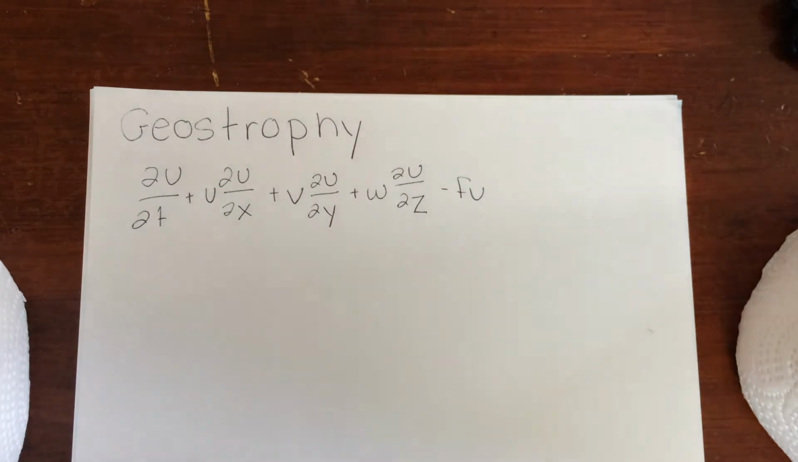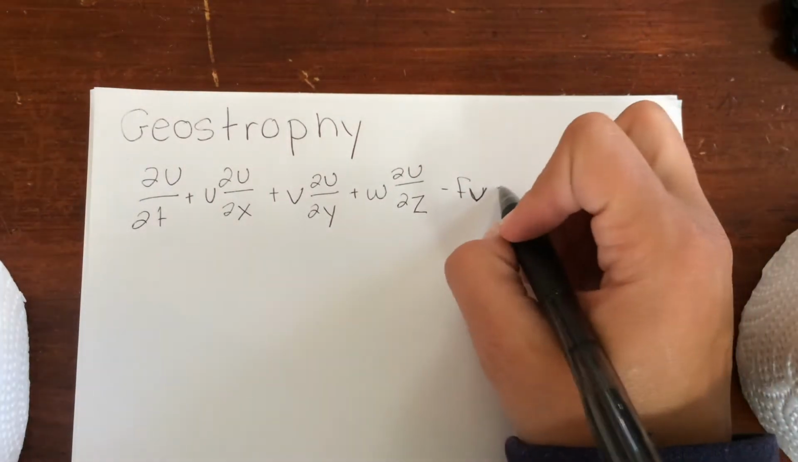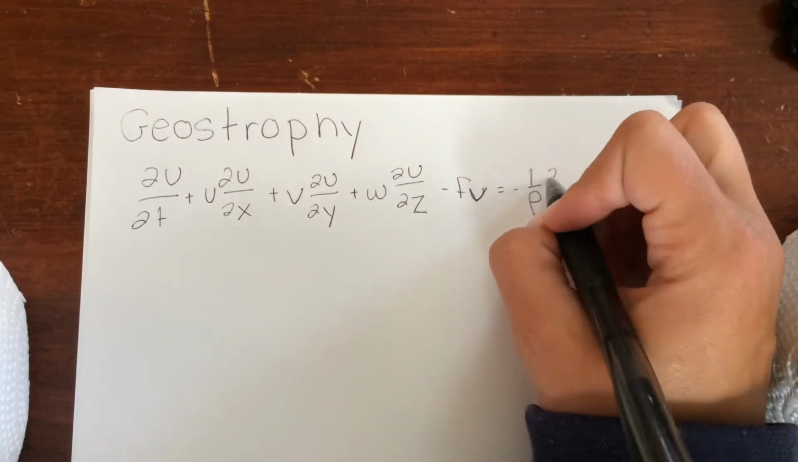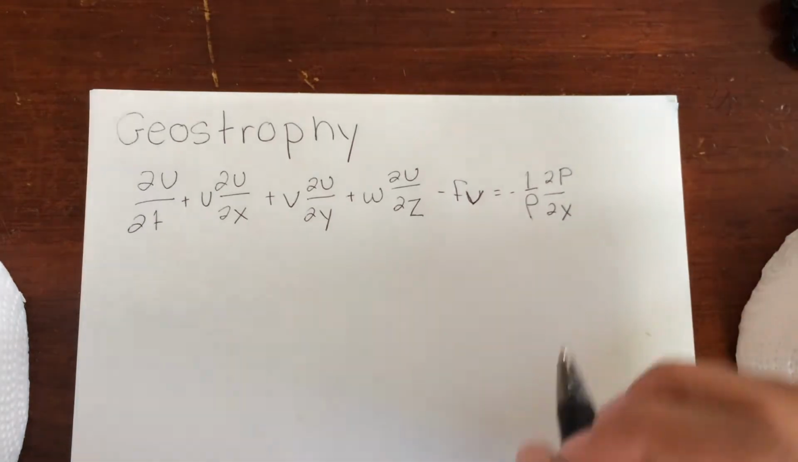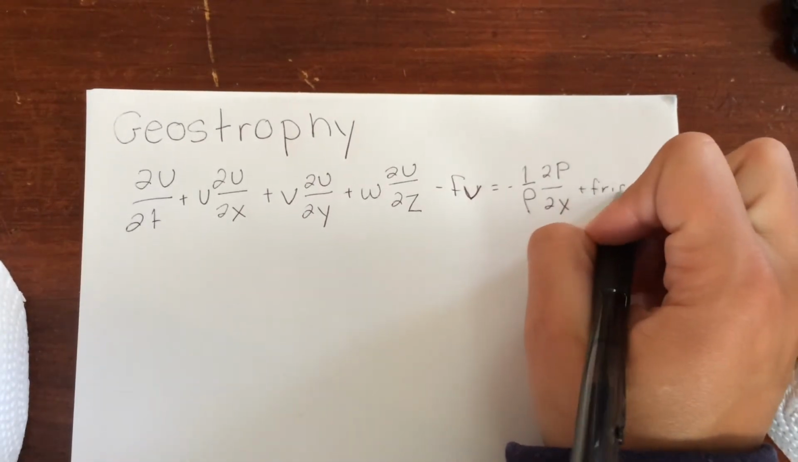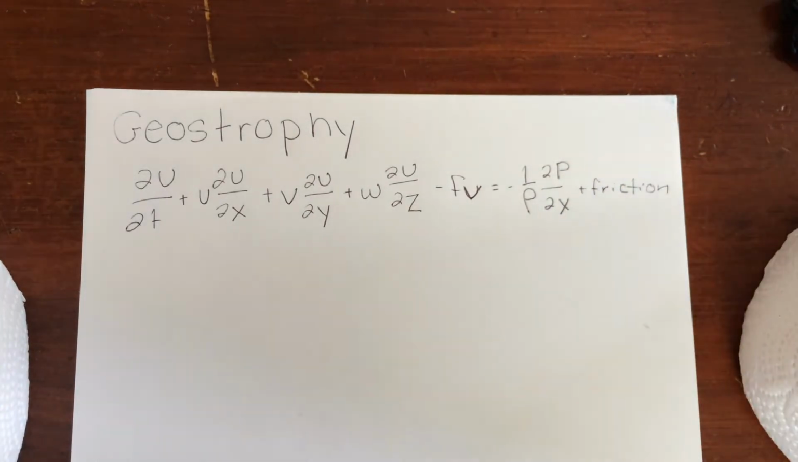We'll start from the equations of motion. Once again, we have our advection terms and our Coriolis force on the left-hand side, and our pressure gradient and friction terms on the right. Geostrophic balance only applies to motion in two dimensions, namely the x and y direction. You'll see why in a second, but for simplicity, we'll leave out the vertical motion.